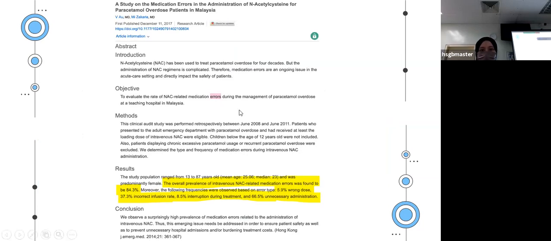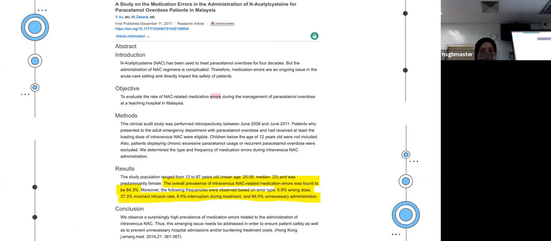However, there is a study of errors in the administration of NAC for PCM overdose in patients in Malaysia, published in the Hong Kong Journal of Emergency Medicine. It is a clinical audit study performed retrospectively between 2008 and 2011. Patients received NAC, and the study population ranged from 13 to 87 years old, and the overall prevalence of intravenous NAC-related medication errors was found to be 84.3%. So that's a really high number of medication-related errors.